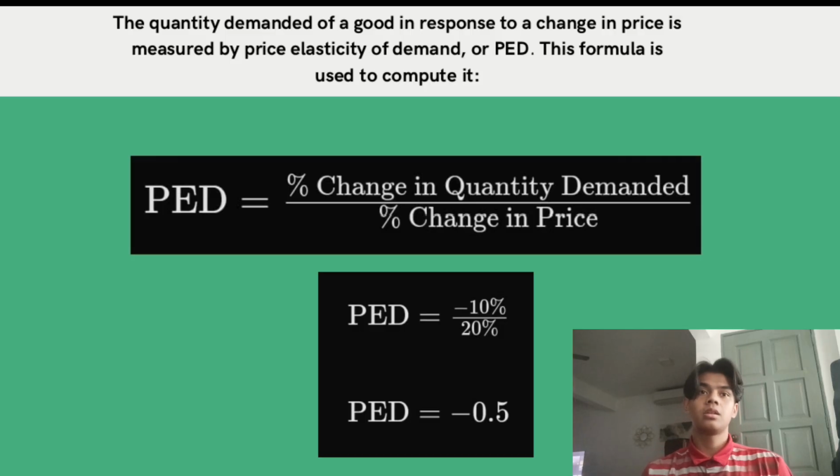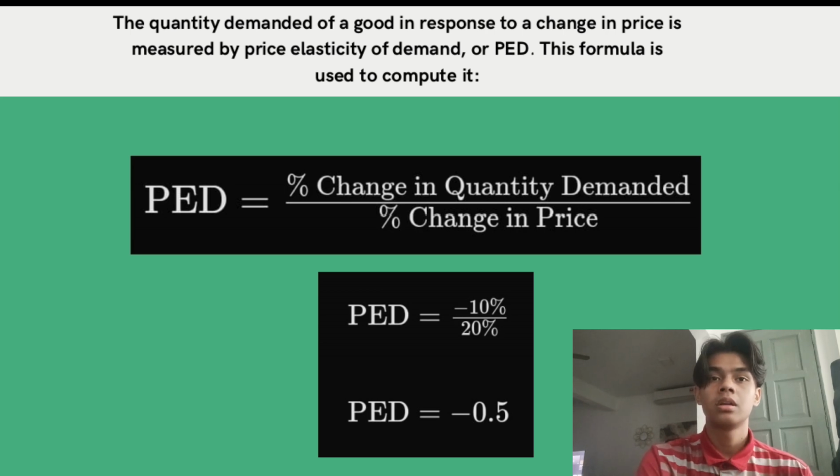The quantity demanded of a good in response to a change in price is measured by elasticity of demand. This formula is used to compute it. The formula is the percent change in quantity demanded divided by the percent change in price. So to calculate, we're going to take minus 10% divided by 20%, and it equals minus 0.5.